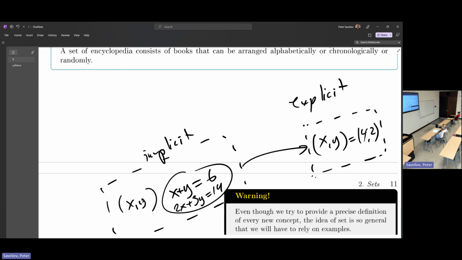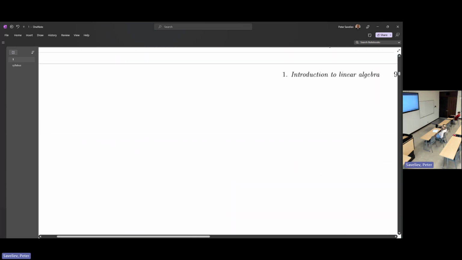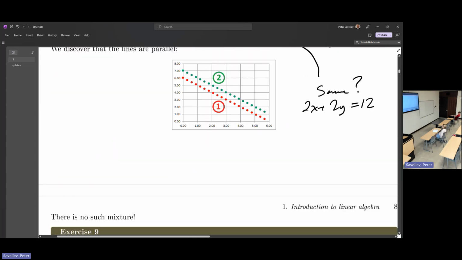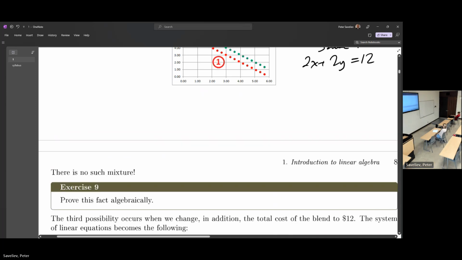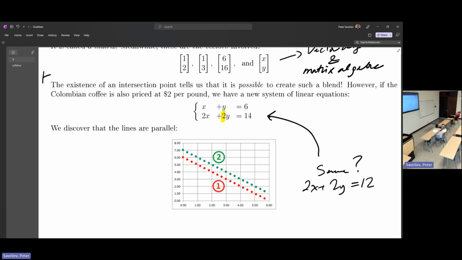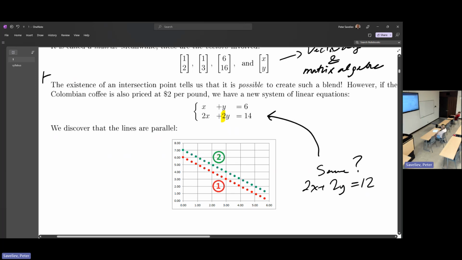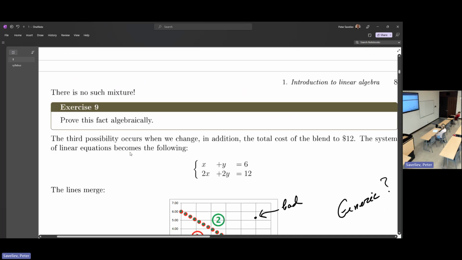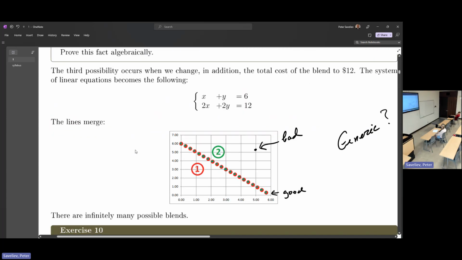Remember, we tweaked the condition. Go back. I changed the condition slightly. I replaced 3 with 2 over there. So I ended up with 2 lines that produce nothing, because there is no x, y that satisfy both of these conditions. Over here, I tweaked it a little bit more, and then it turns out there are infinitely many solutions.